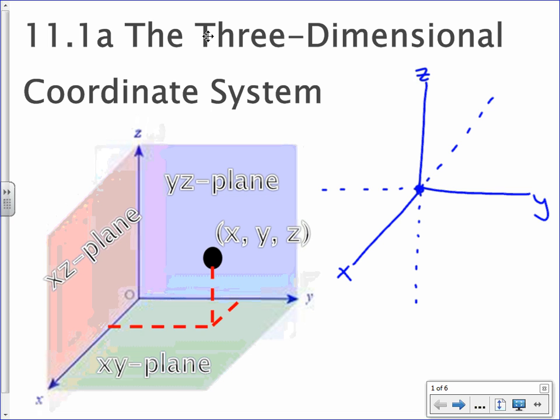In the XY plane, we have 4 quadrants. How many different pieces would this be broken up into with our 3 axes? 8. And we're going to call them octants. So we have 8 octants. Now I understand that 3-dimensional figures are hard to visualize on a 2D surface. It is hard to draw 3-dimensional objects.